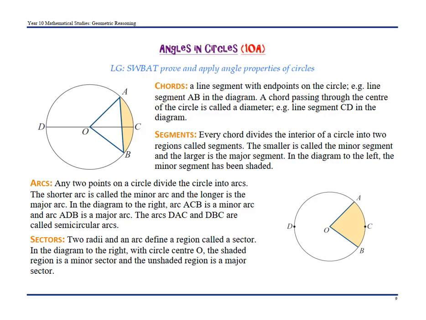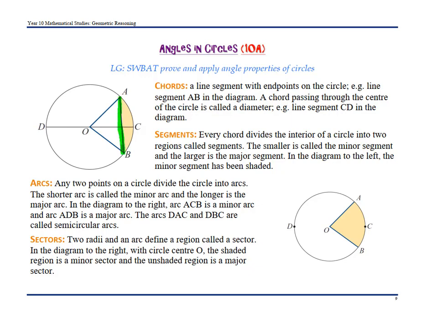This video goes through angles in circles, and our learning goal is to prove and apply angle properties of circles. First, some definitions. Firstly, a chord: a line segment with endpoints on the circle. So in the diagram here, AB is a chord.